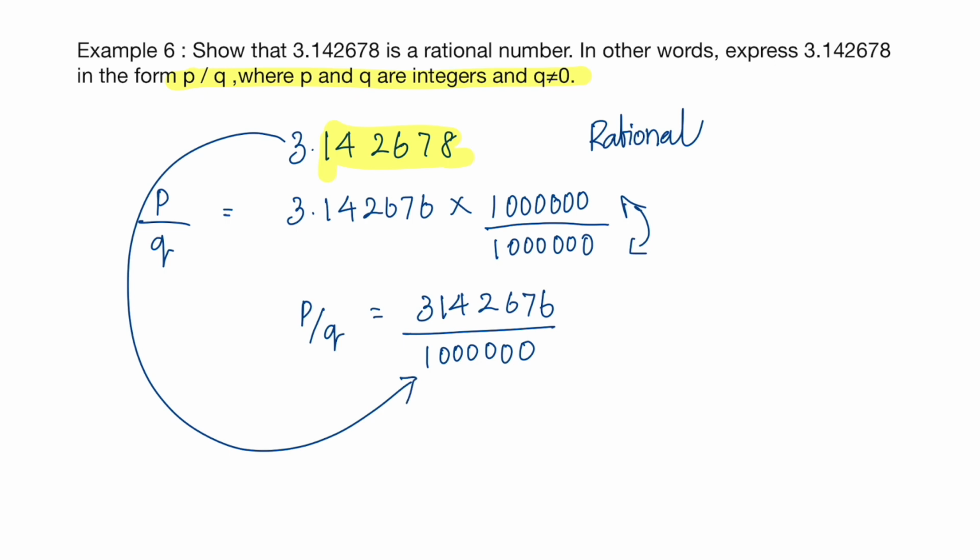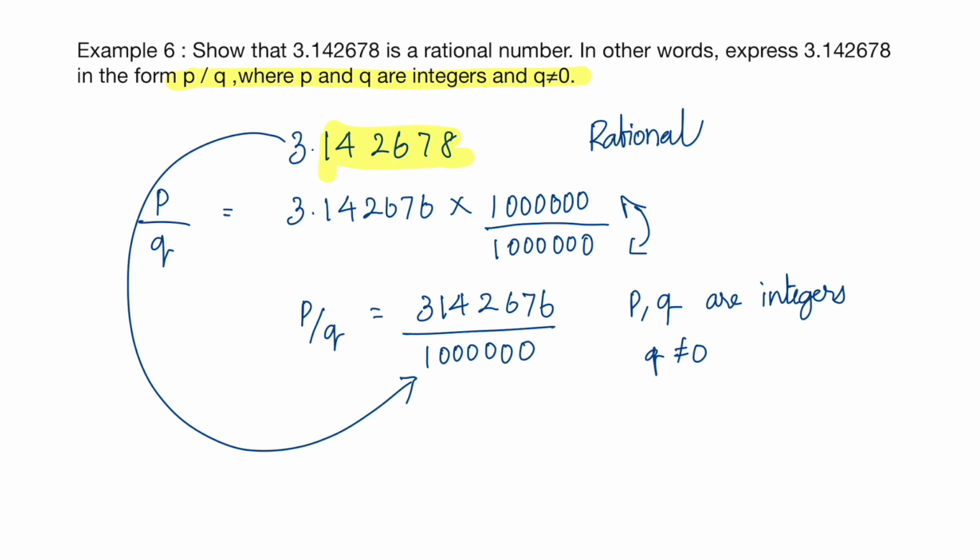Now is this a rational number? Is this of the form of a rational number? Obviously yes. P and Q are in fact integers. The above value 3142676 is also an integer. 10 lakh below the denominator is also an integer, and obviously 10 lakh is not equal to 0. So numerator and denominator are integers and denominator is not equal to 0, meaning this is a rational number and it can be expressed in the form of P by Q where Q not equal to 0.